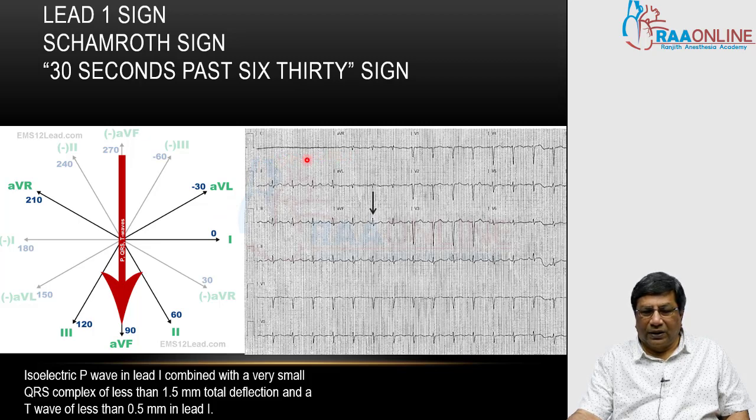So this is the lead 1 sign, which is a very typical feature and a very important ECG sign to diagnose a patient with chronic COPD.